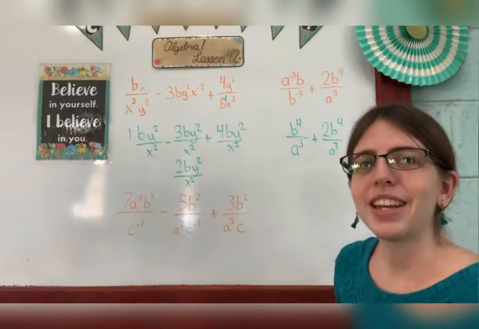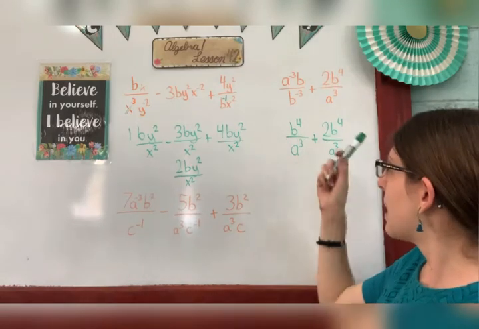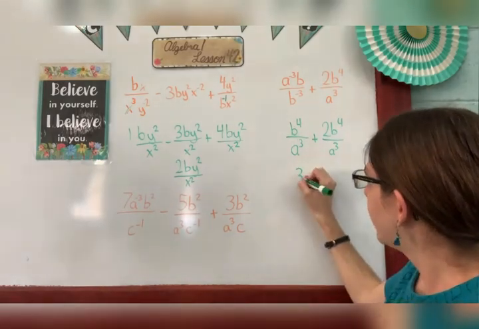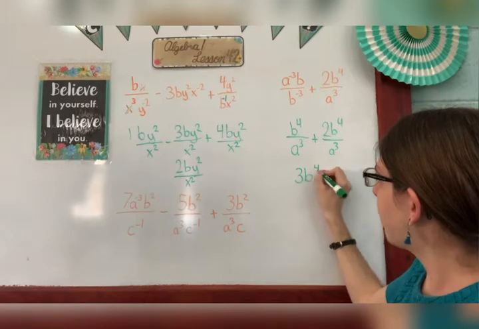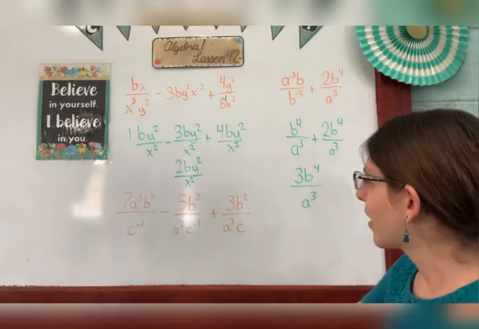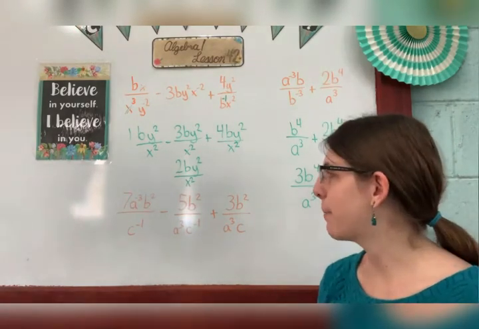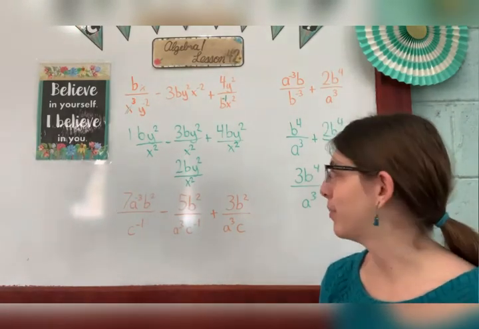All right, very good. Now I add my coefficients. This one is 1, plus 2 is 3, so it is 3b^4 over a^3. Okay, simple, right? Let's do the last example and then we'll start talking about two-step problems.